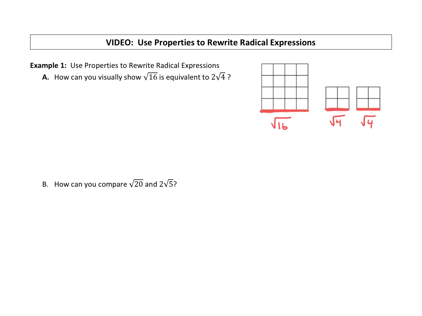So essentially what we're showing visually is that the square root of 16 is equal to 2 of those square roots of 4. So square root of 16 is equal to a square root of 4 plus another square root of 4. And then how many square roots of 4 are we adding together? There are 2 of them. So 2 square roots of 4. So we just showed a visual representation that square root of 16 is equivalent to 2 times the square root of 4.